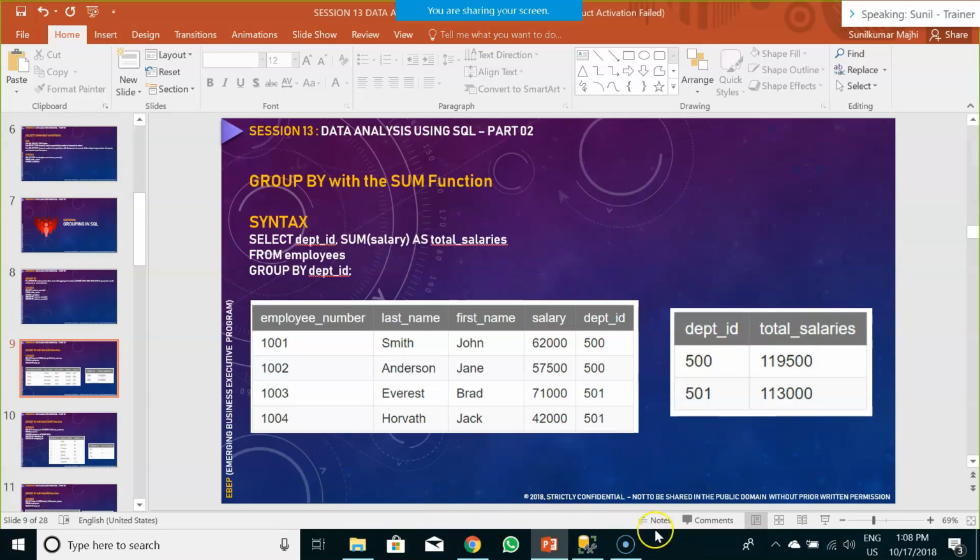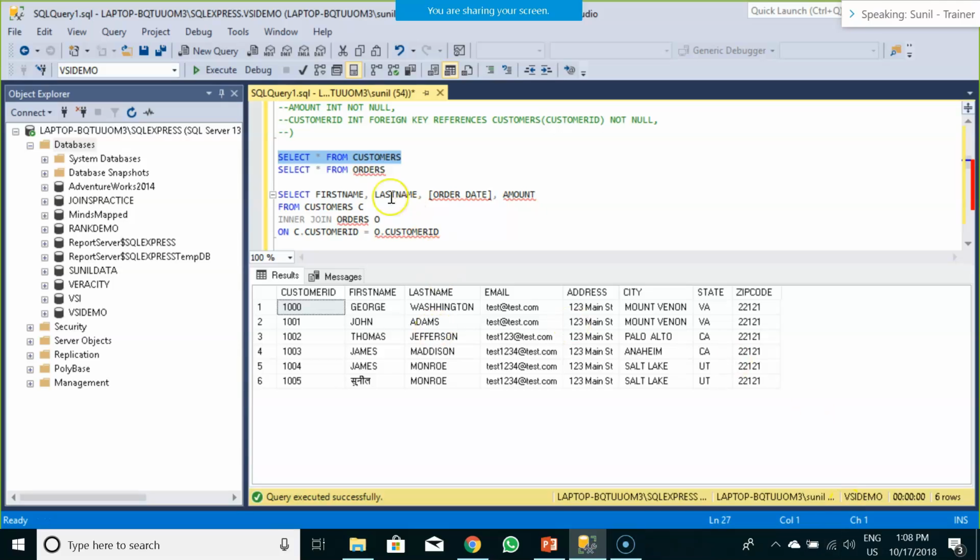Now we'll do something in SQL. I have already created two tables over here. I have a customer table. In my customer table, I have a customer ID which is unique. I have first name, last name, email address, address, city, state, and zip code.